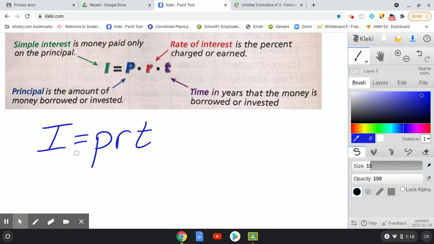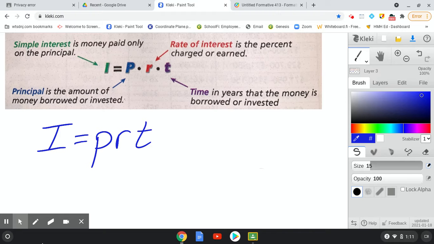The rate of interest is the percent that the bank is going to charge you on the money they're lending you or that you're borrowing. And the time is the amount of years the money is being borrowed for, okay? So remember, simple interest, the formula is I is equal to PRT.